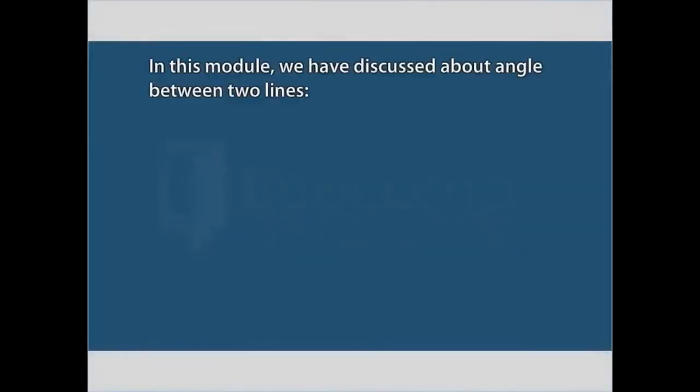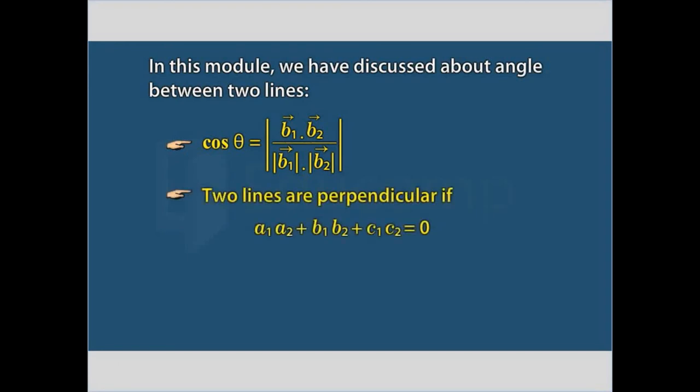In this module, we have discussed about angle between two lines. Cos theta equals mod of vector b1 dot vector b2 divided by mod of vector b1 into mod of vector b2. Two lines are perpendicular if a1 a2 plus b1 b2 plus c1 c2 equals 0. Two lines are parallel if a1 by a2 equals b1 by b2 equals c1 by c2.